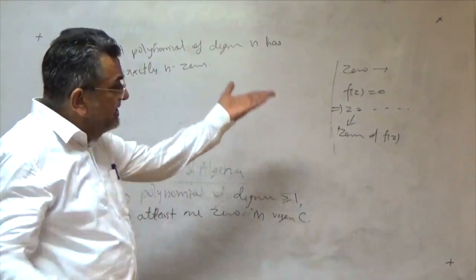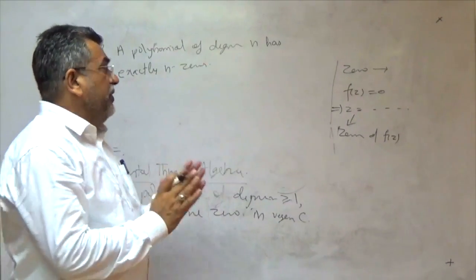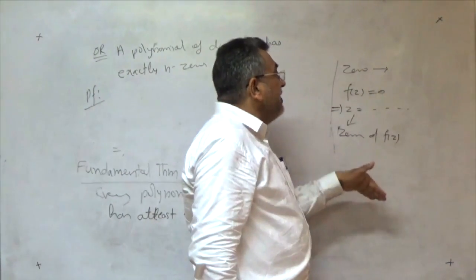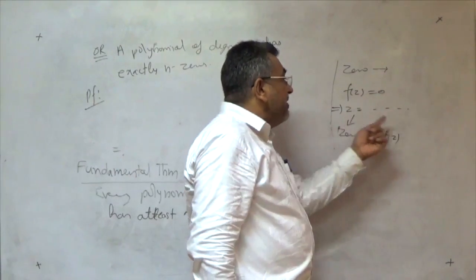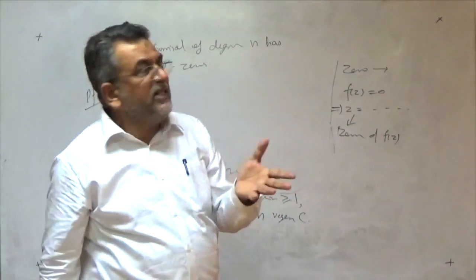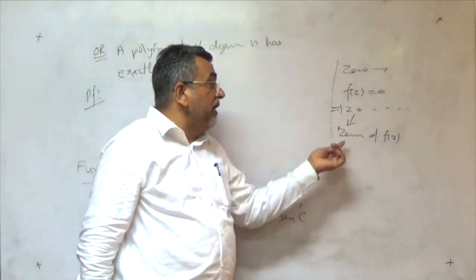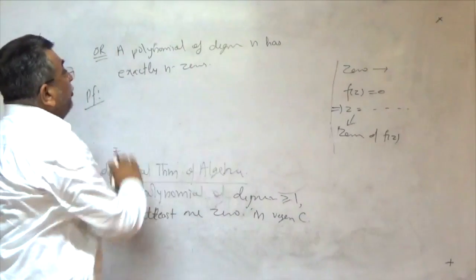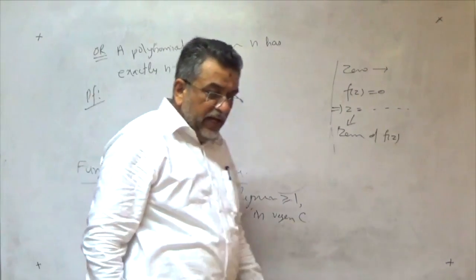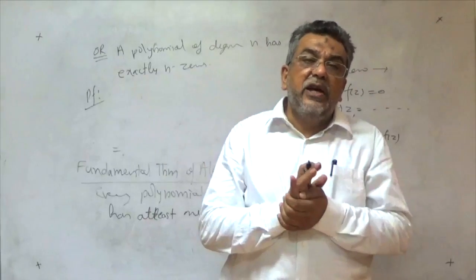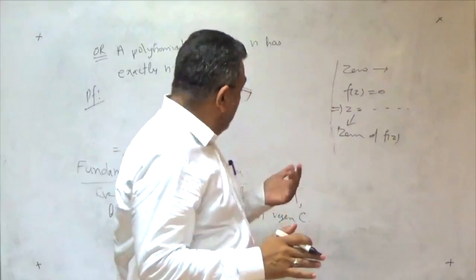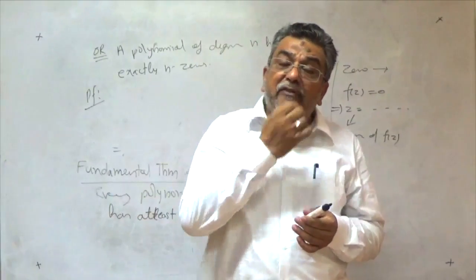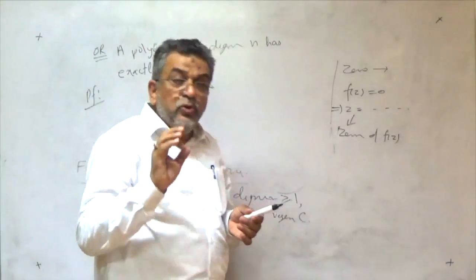Later I will discuss in detail: if we put f(z) equal to 0 and get an equation in z, solve this, then you will get different values of z, or roots, and these roots are known as zeros of f(z). Now, come to the proof of this theorem. For the proof, we take a polynomial f(z) whose degree is greater than or equal to 1, and we also suppose that f(z) has no zero in C.